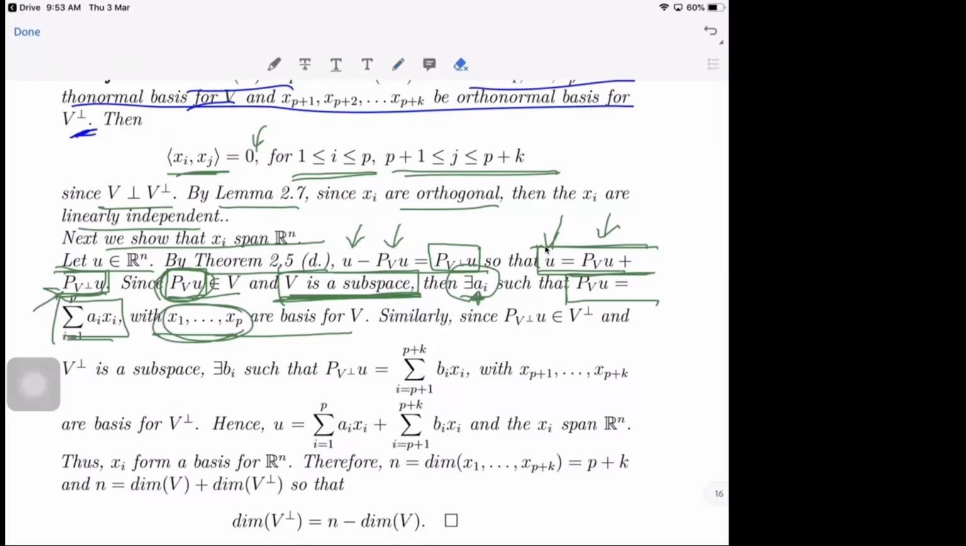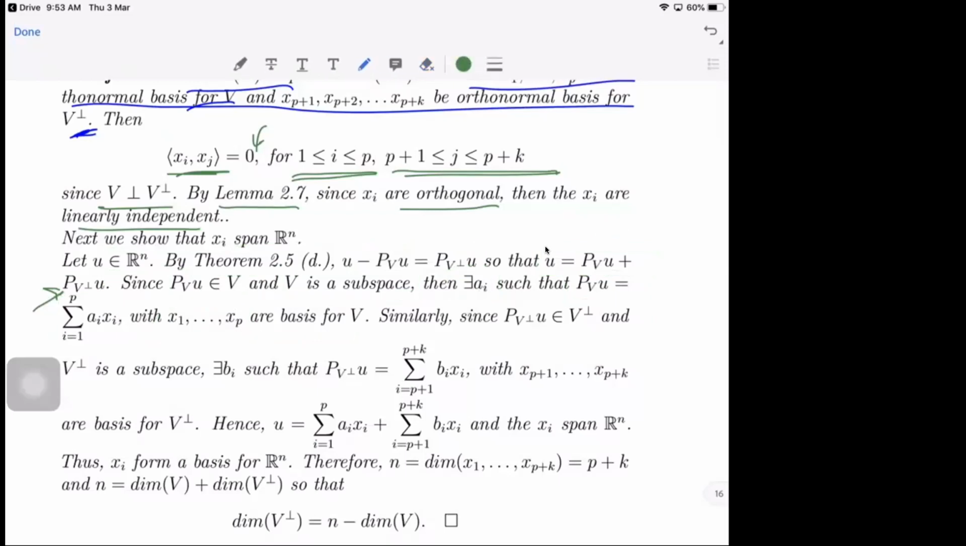Similarly, for the same reason that V perp is a subspace, you can always find some constants bi so that this vector here, which is an element of V perp, can be written as a linear combination of the orthonormal basis for V perp. Again, recall that x p plus 1 to x p plus k are vectors in V perp. So pwede nimo isulat ang new vector to be a linear combination of those vectors by definition of subspace.